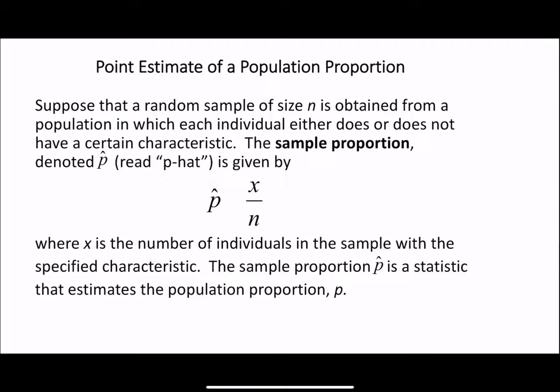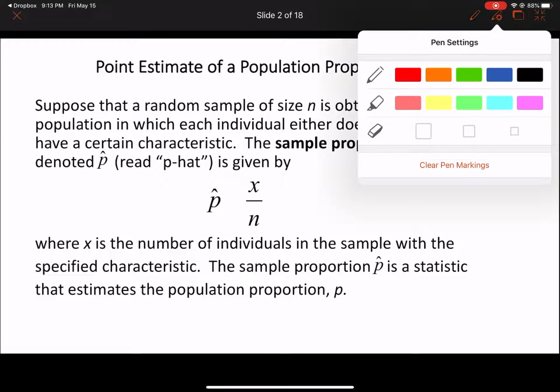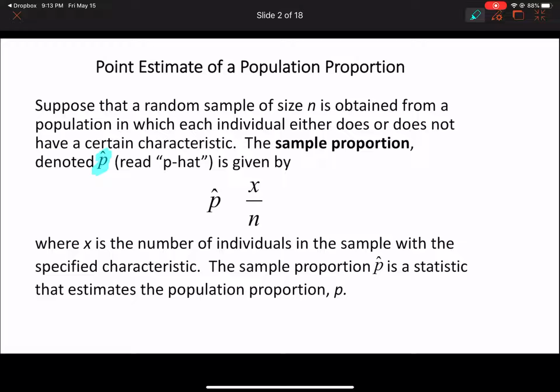So suppose that we have a random sample of size n, and we obtained it from a population in which each individual either does or does not have a certain characteristic. So they either are or they aren't, whatever it is. And so the sample proportion, we call this p hat. It has a p with the little upside down v, the little point, on top. So that's called p hat. P hat equals x over n.